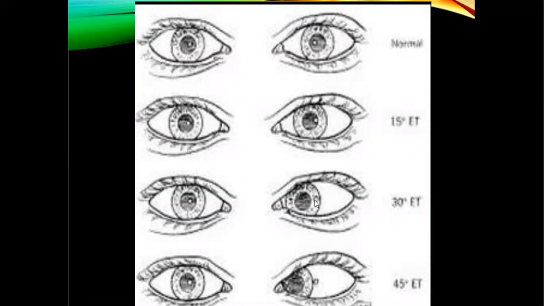In this patient, the Hirschberg reflex has moved further, meaning it is in between the pupillary margin and the limbus. So the deviation is more. And in gross deviation, you can see that the Hirschberg reflex is at the limbus. So this is a very simple test which you can do yourself.